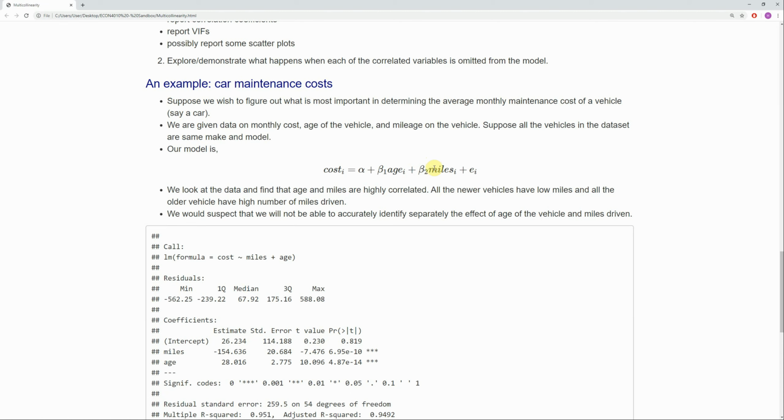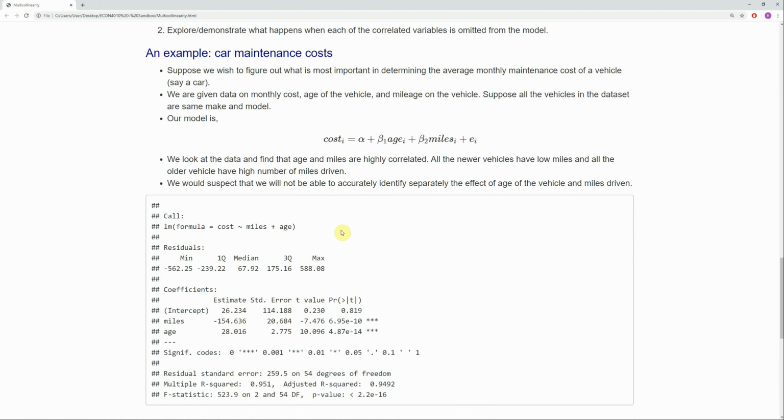So right off the bat, we know that if a car is older, it's very likely that it has higher mileage on it too, compared to another car that is younger. So if we use age and miles at the same time on the right-hand side, we expect to see a case of multicollinearity. Let's go and see what happens.